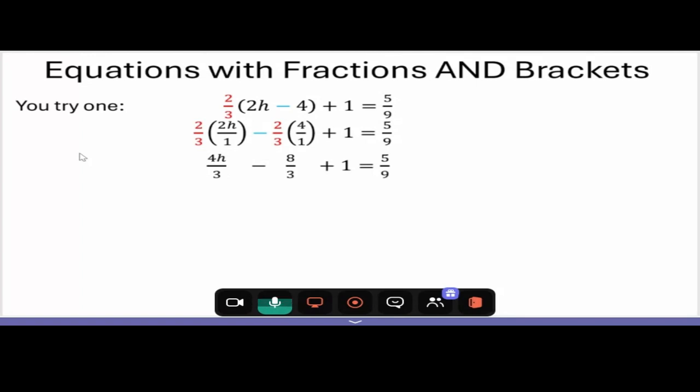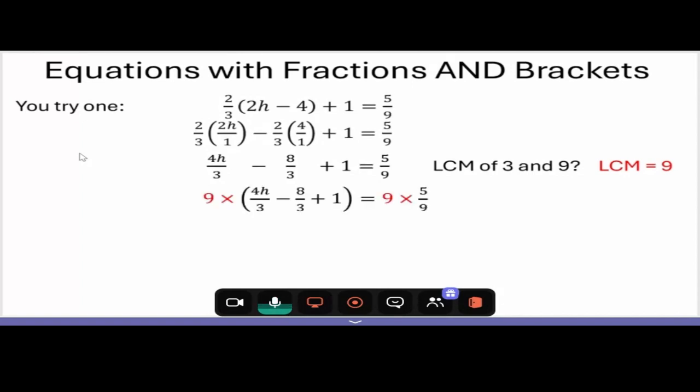Next, I have to deal with the fractions. I want the lowest common denominator. So the lowest common multiple of 3 and 9. Well, 3 goes into 9, right? So 9 is the LCM because both of them go into 9. So I'm going to multiply both sides of that equation by 9, like so.